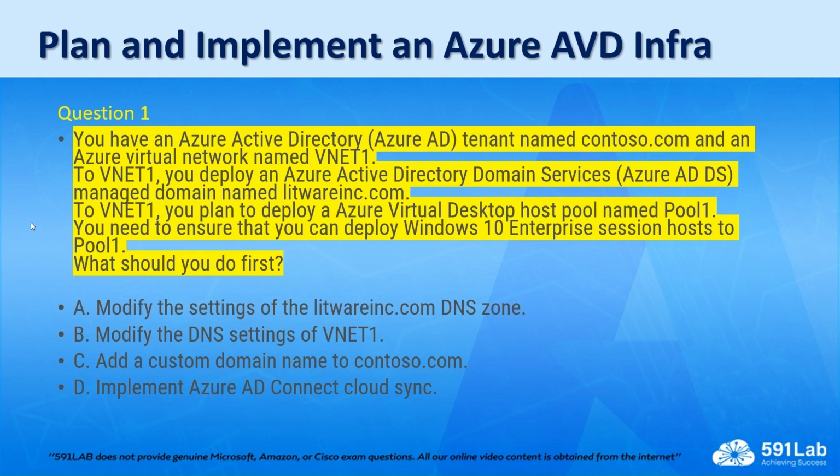Authorization needs to happen, in that it needs to resolve its domain name or do a domain join by having line of sight to the Azure Active Directory Domain Services. So the best way for them to have a line of sight to the Azure Active Directory Domain Services is by implementing the IP address of the Azure Active Directory Domain Services on the DNS section of VNet 1. So the answer here will be modify the DNS settings of VNet 1, as we've seen.